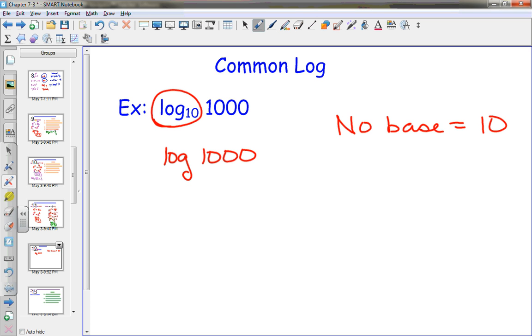I do. So now, if I set this thing equal to x, how do I solve this? What's the base? It's not there, so what's it understood to be? 10. So this is 10 raised to the x power is equal to 1,000.